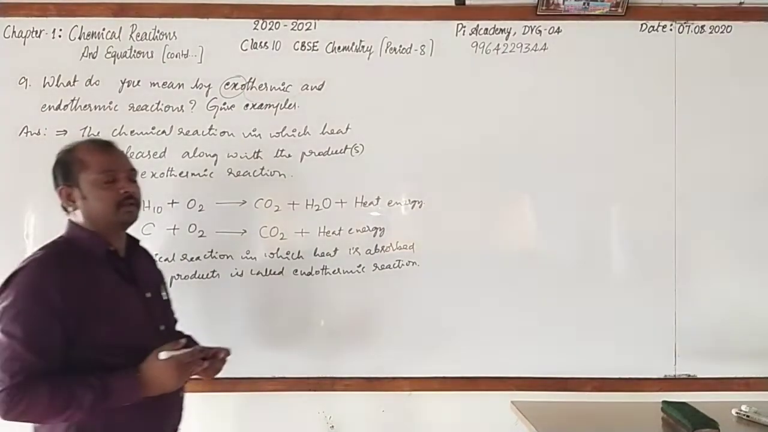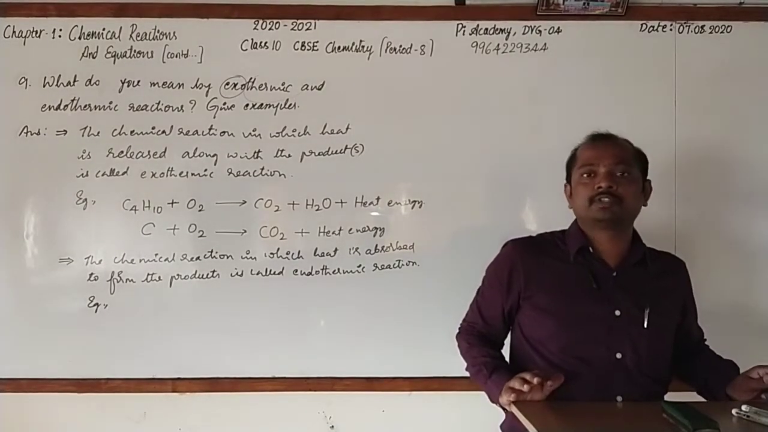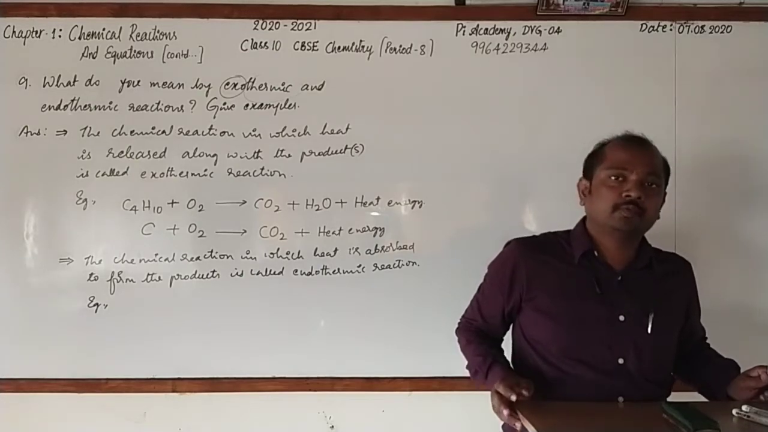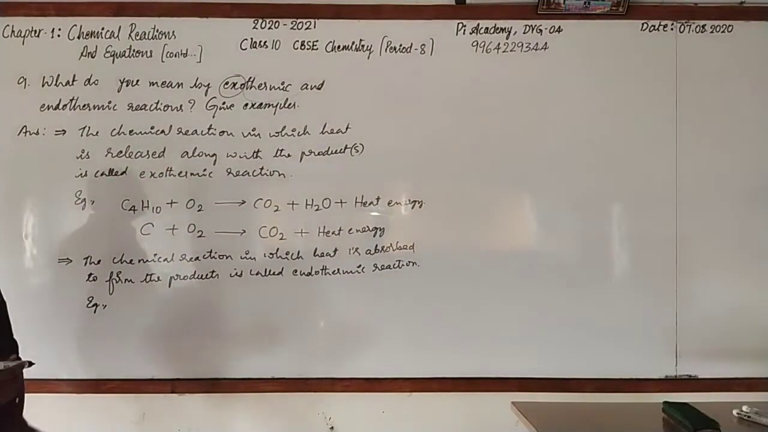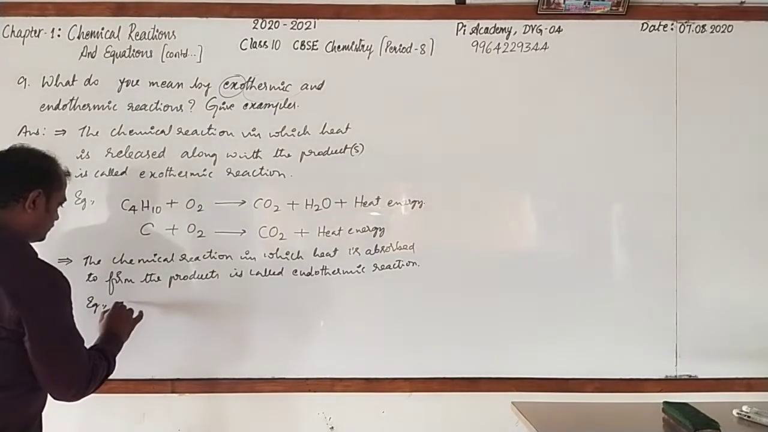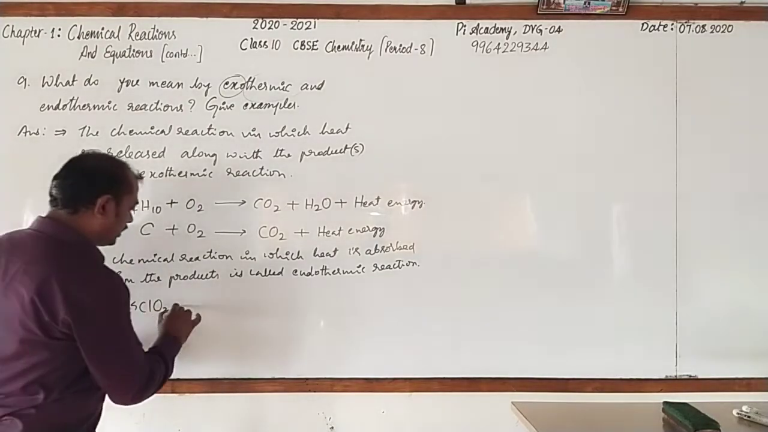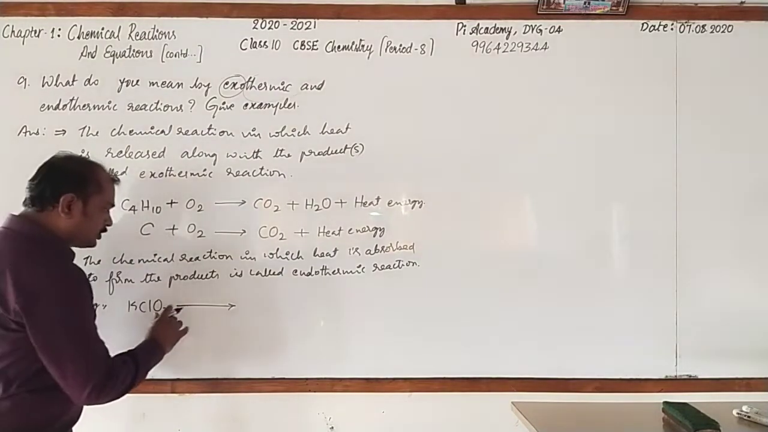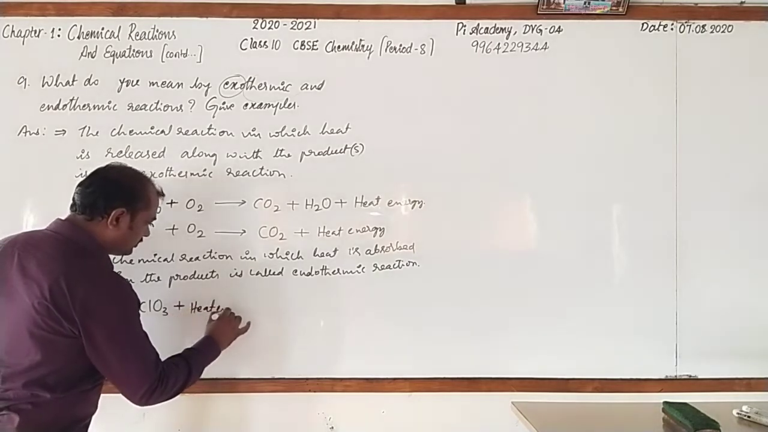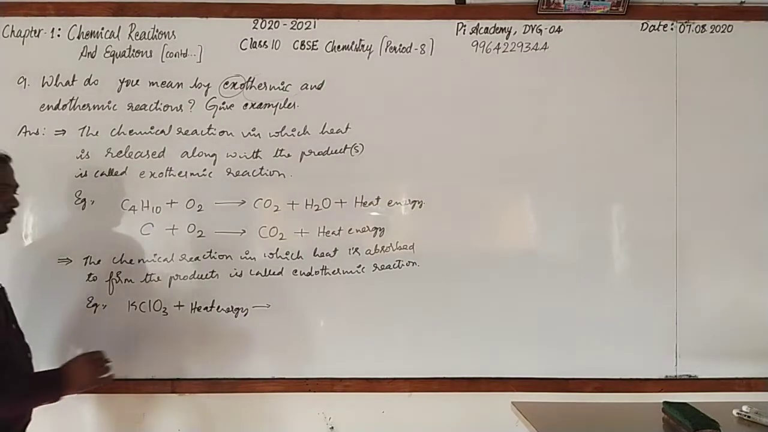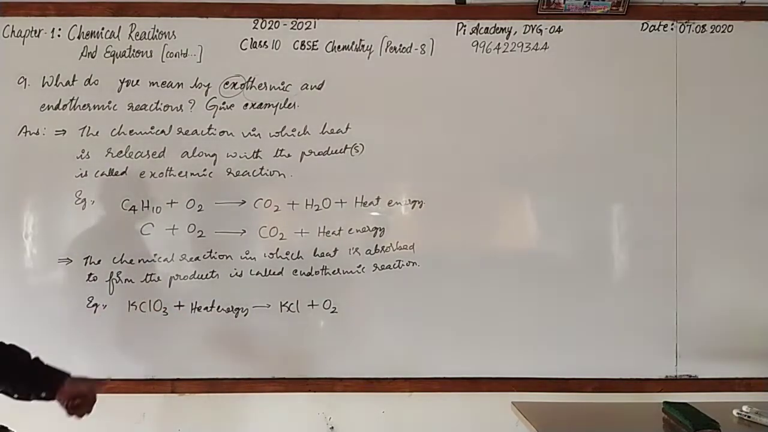An example for this, we know that there are different types of decomposition reaction. It may be thermal decomposition, then photolysis and electrolysis. If you want to go for taking the thermal decomposition reaction, here I'll write KClO3. What is it? Potassium chlorate. Then it absorbs the heat energy, that is on heating, plus heat energy. It uses heat energy and decomposes into potassium chloride plus oxygen. It is not balanced. It should be done by yourself.